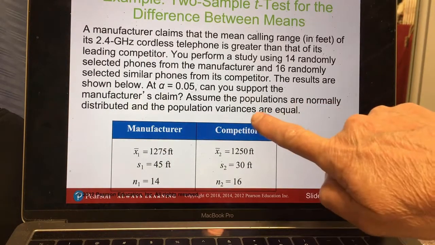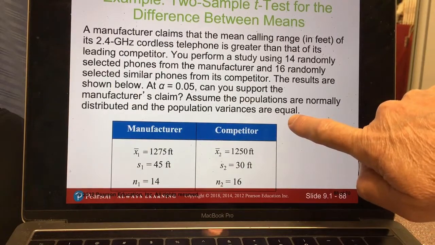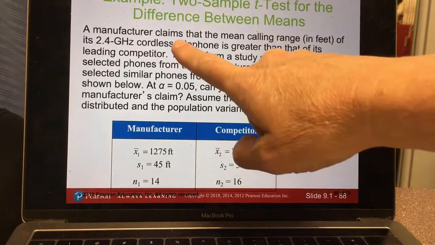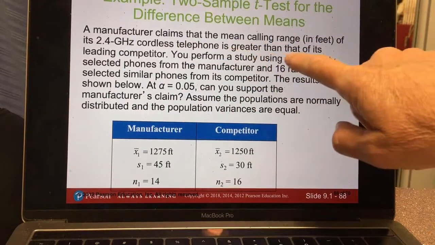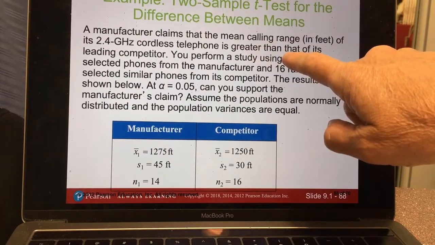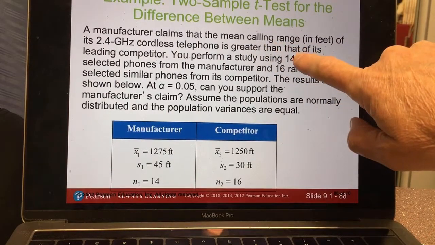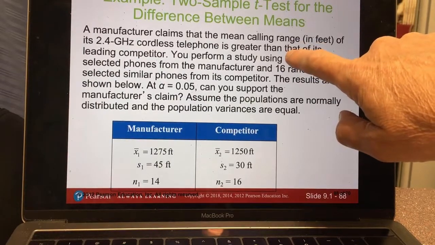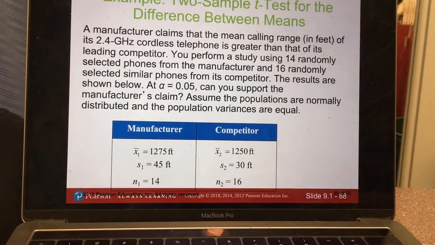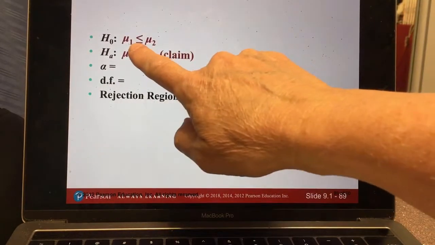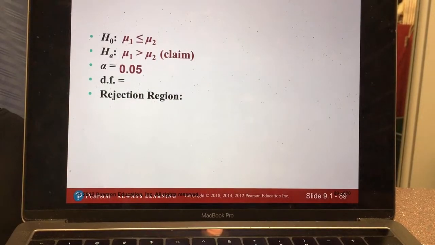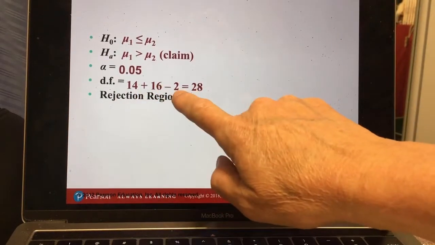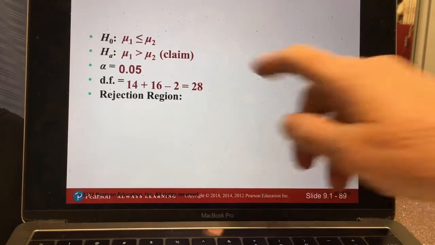So since the population variances are equal, we're going to use the pooled button on here. So now what is the claim? The claim is that the mean calling range is greater than, that's going to be our alternate hypothesis, and the less than or equal to will be our H sub O. Greater than is going to be our claim. Our alpha was the 0.05. Since it's pooled, we're going to add them together and subtract 2 to get 28.